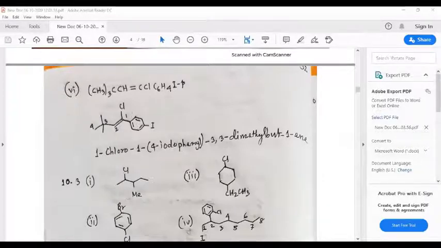1-chloro-1. That means this group is present at one position of this alkyl chain. 1-chloro-1-(4-iodophenyl)-3,3-dimethylbutane.